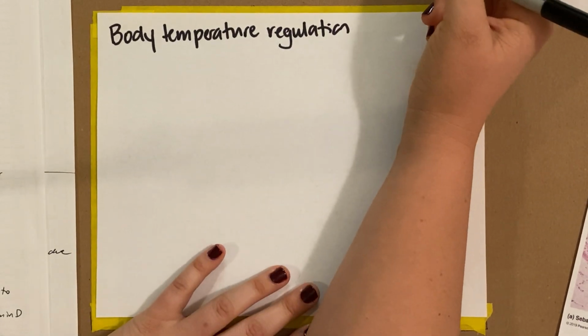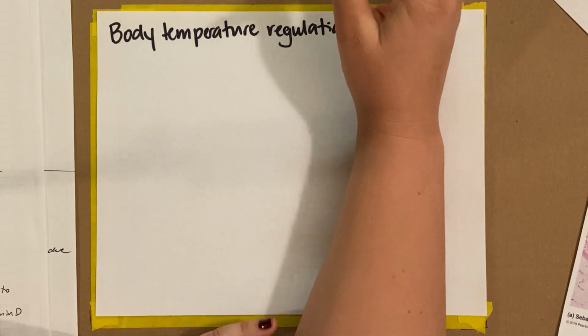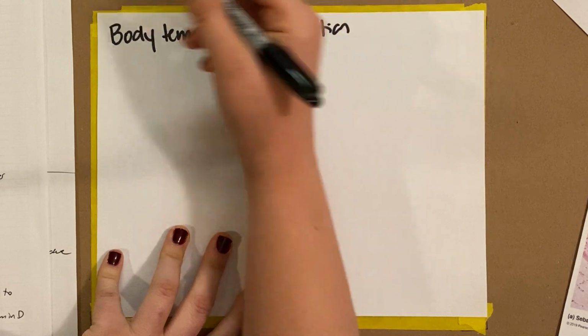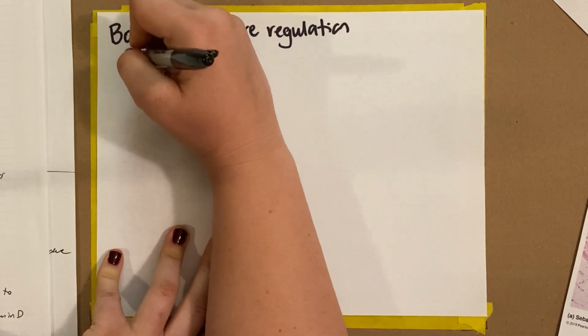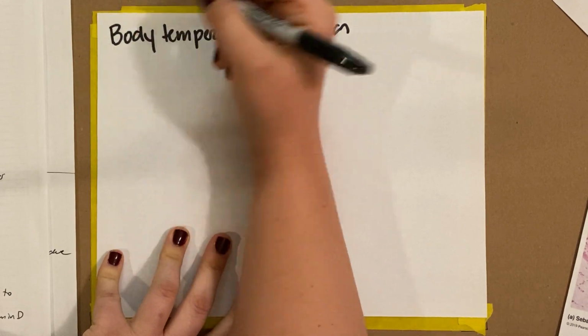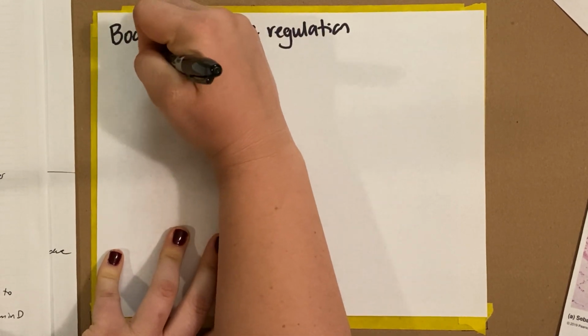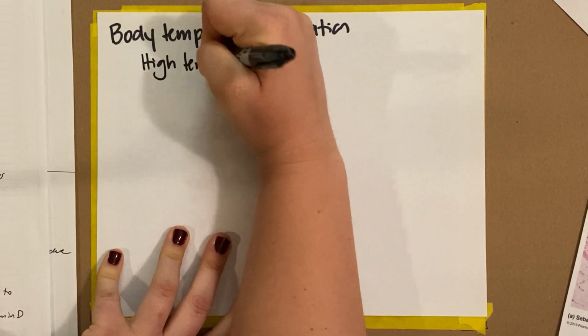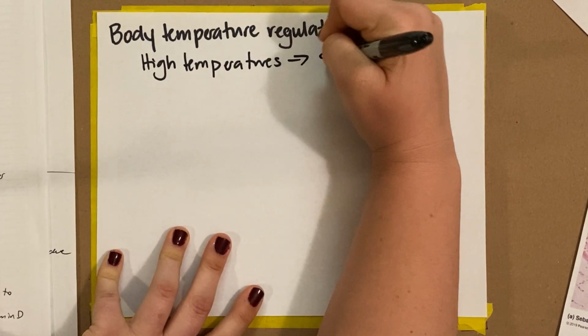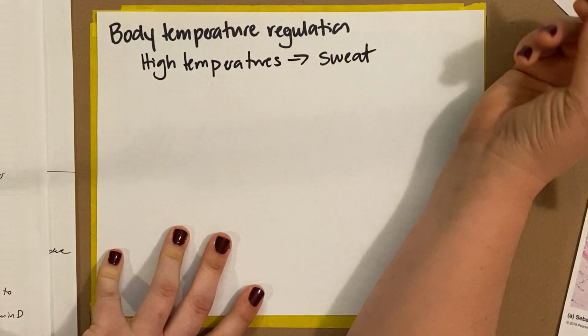Okay, and so the skin is going to be really important in trying to help maintain body temperature. And I just wanted to talk about how, if you get too hot, your body is going to sweat. So high temperatures, you're going to sweat, which is important.